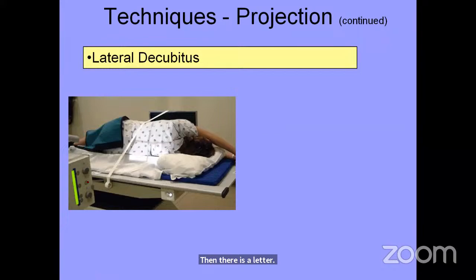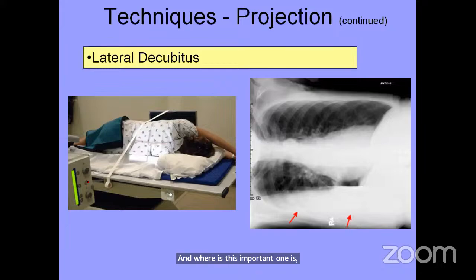This projection is important in patients, especially in the ICU or cases where we are not able to shift the patient for a CT scan. And where is this important? One is if there is a small pleural effusion which is not visible on a PA or AP view, then a chest X-ray lateral decubitus is important.